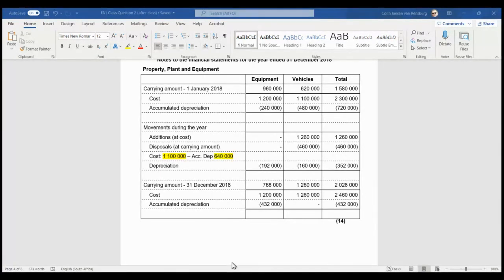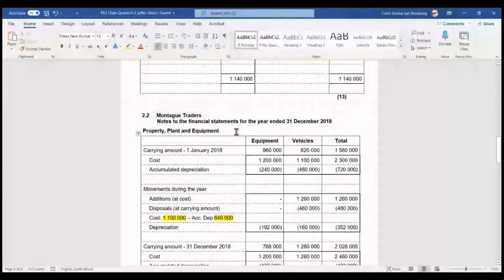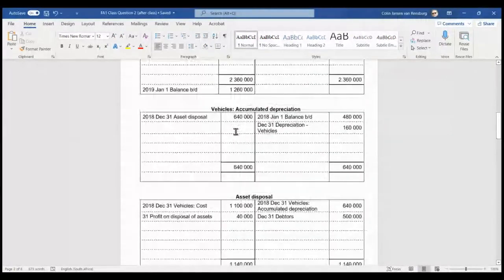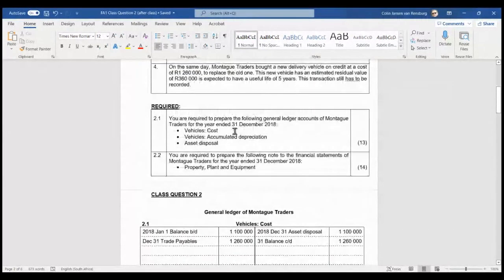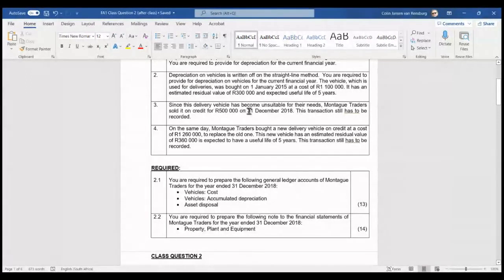What was the date of the new vehicle? If you have a look at, we can just go look at it quickly there. They said on the same date as the disposal. You're looking for the date of the acquisition. In this question here, they said the disposal was on the 31st of December 2018, but then the next one carries on. They say on the same date, in other words, still the 31st of December 2018, on the same day, Monty Traders bought a new delivery vehicle, right? So it's on the same day, still the 31st of December.